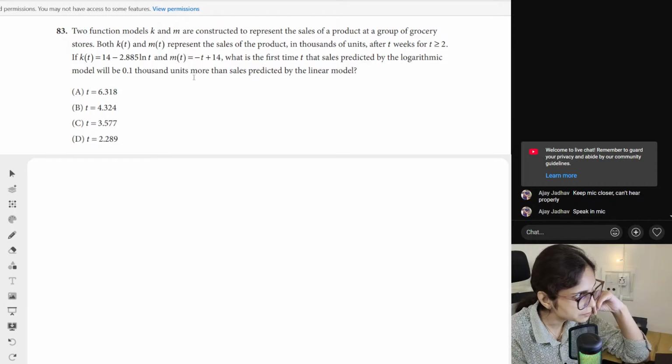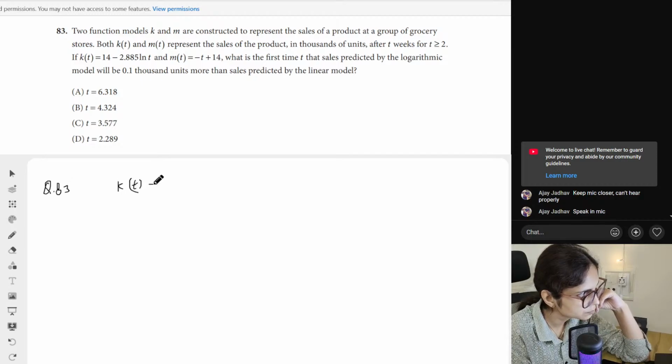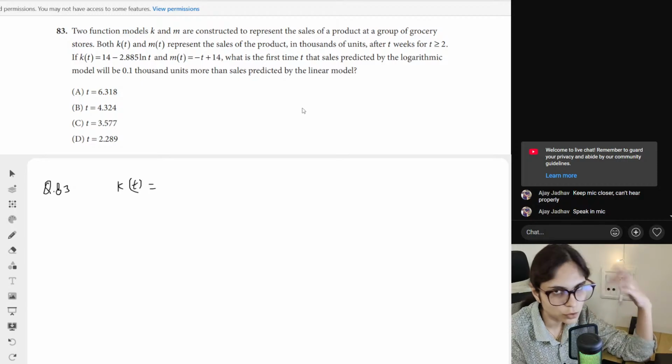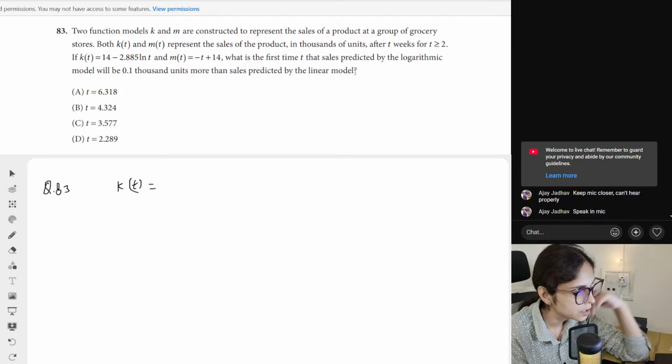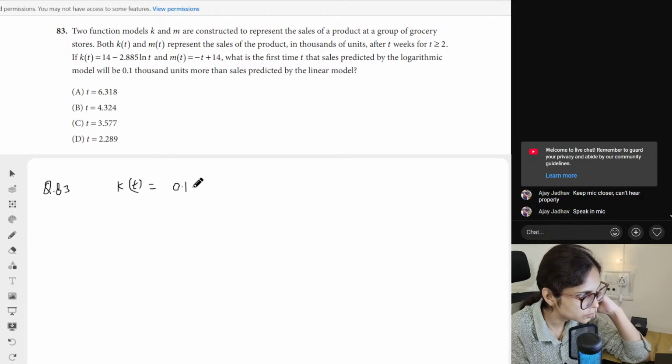So sales predicted by the logarithmic model is K of T. And the sales is in thousands, so whatever answer is in thousands. And it is 0.1 thousand units more than the linear. So it's 0.1 more than, because thousands were already taken into account. 0.1 more than the linear, that is M of T.